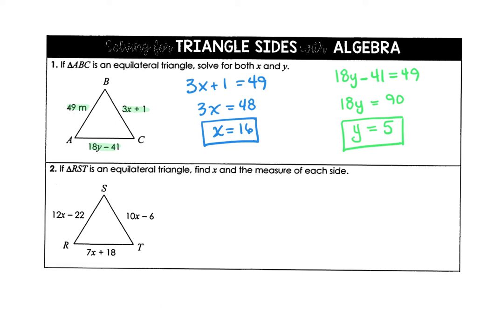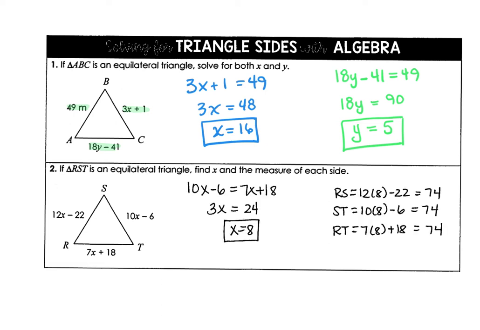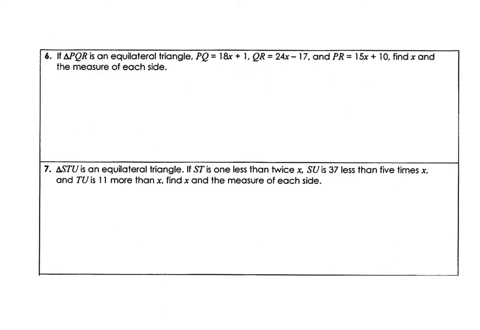Another equilateral triangle. Find the measure of x and the measure of each side. So for this one, they didn't tell us anything except that it was an equilateral triangle. We don't have a picture. Then they gave us 3.